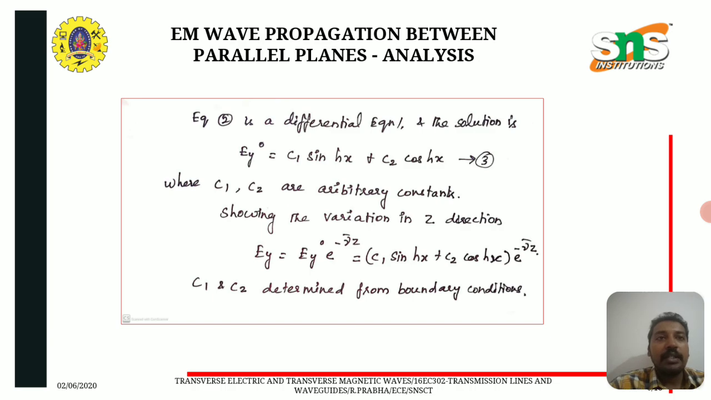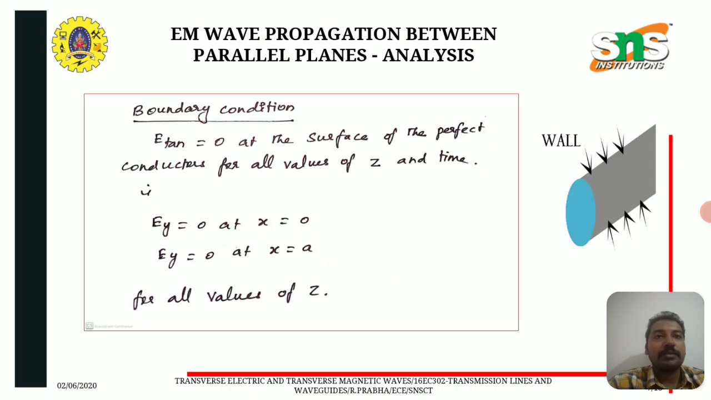The second equation is a differential equation and the solution is Ey naught equal to C1 sin hx plus C2 cos hx, where C1, C2 are arbitrary constants. Showing the variation in z direction, Ey equal to Ey naught e power minus gamma z, which is equal to C1 sin hx plus C2 cos hx, times e power minus gamma z. C1 and C2 are determined from boundary conditions.